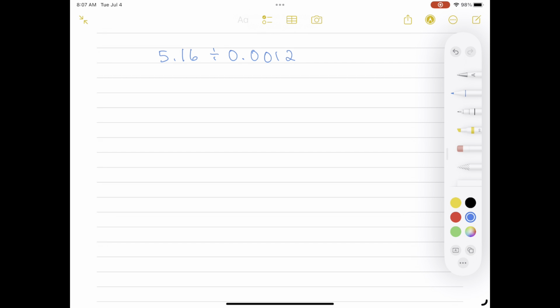5.16 divided by 0.0012. So set up the equation and spread out the digits. We will need to move the decimal point on the divisor, 0.0012, over to make a whole number. So we move the decimal point 4 places to the right to make it 12.